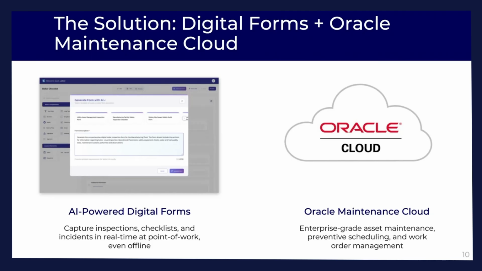Together, they create a closed-loop process. Oracle plans and governs the work, and digital forms operationalize execution in the field, and the resulting data, observations, and actions flow back into Oracle for visibility, history, and control, which can further be used for predictive insights. So this is why I often describe digital forms as the missing execution layer between strategy and field reality.